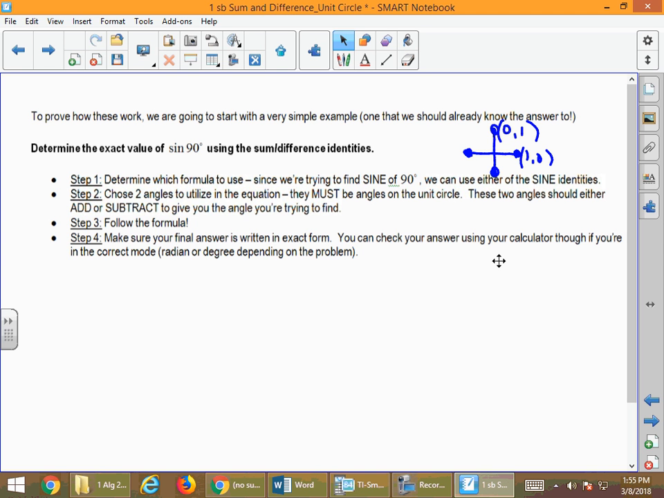But the two angles that you pick need to either add to be 90 or subtract to be 90 in this case. Then we're going to follow the formula, and finally we're going to make sure that your final answer is written in exact form. You can check your answer using your calculator. I don't think I'm going to deal with the calculator part today.